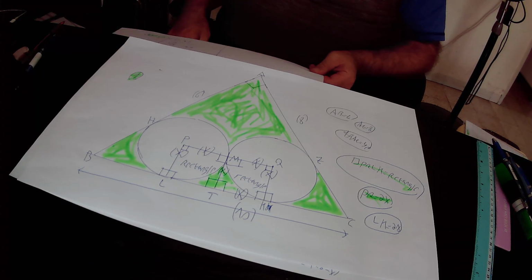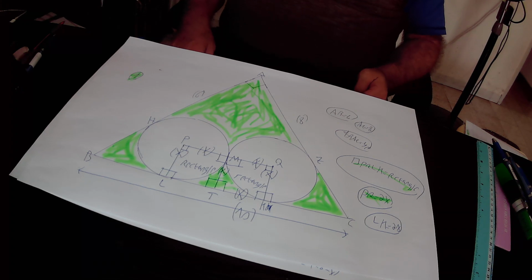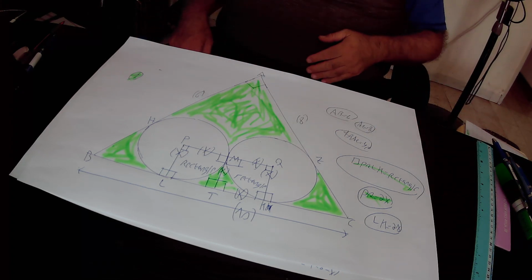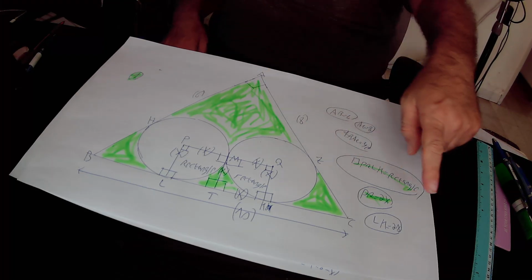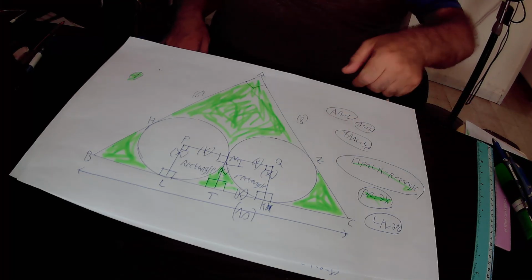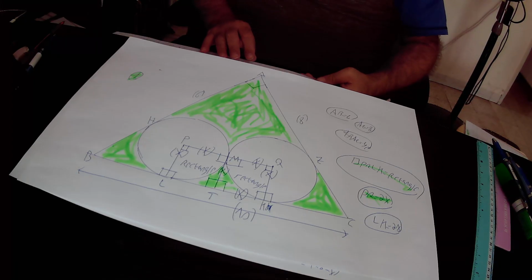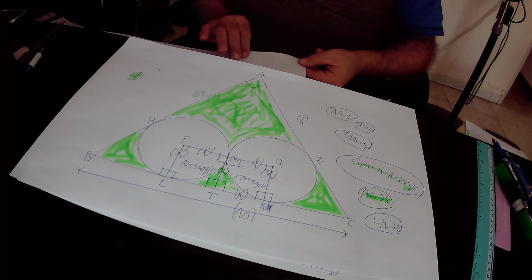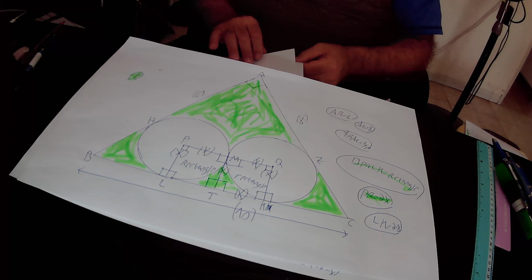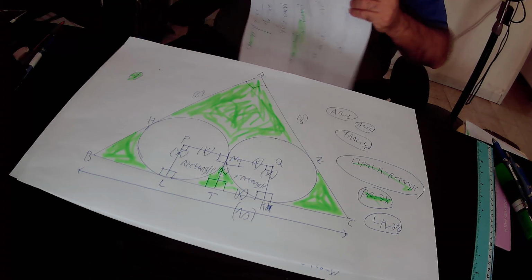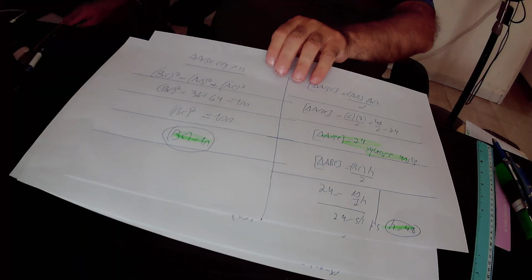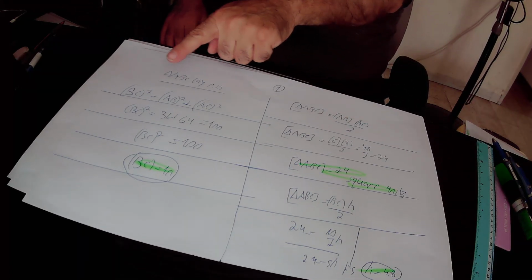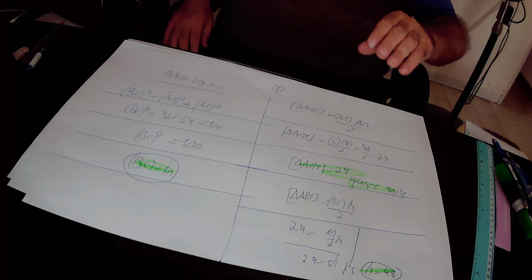So in the first step, we implemented the Pythagoras theorem on this triangle ABC in order to find out the hypotenuse BC. According to the Pythagoras theorem, BC square equals AB square plus AC square.